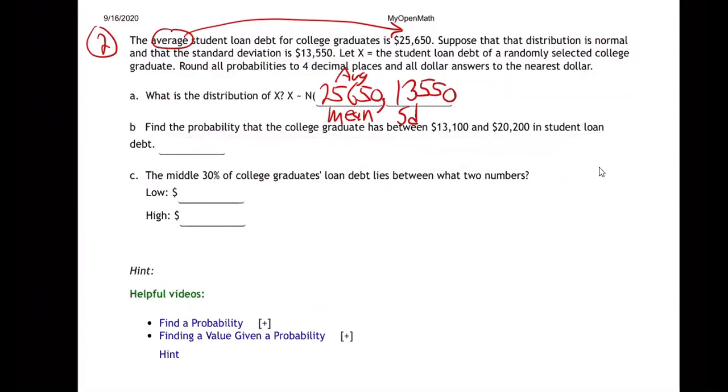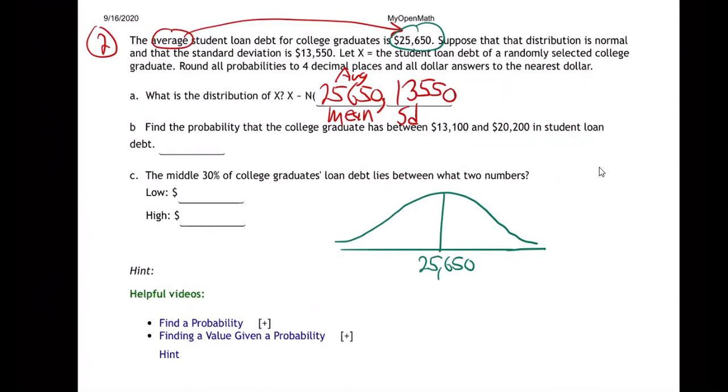So we need to draw it. Again, it's all about the drawing. Please don't skip this step. This will help you. Let's draw what it is they're saying. Draw the curve, and put right in the middle the average. What's the average? Right there, 25,650. That's a lot of money. That's an average student loan debt. That goes in the middle.